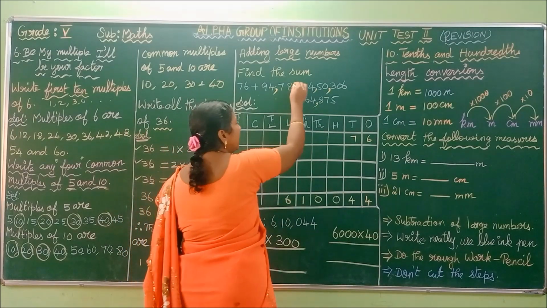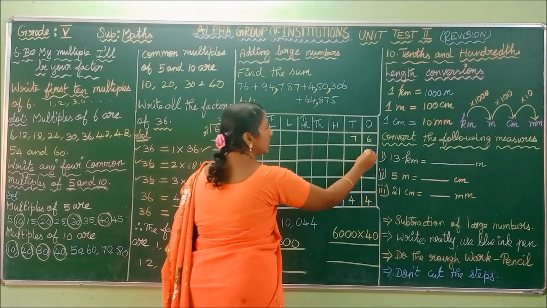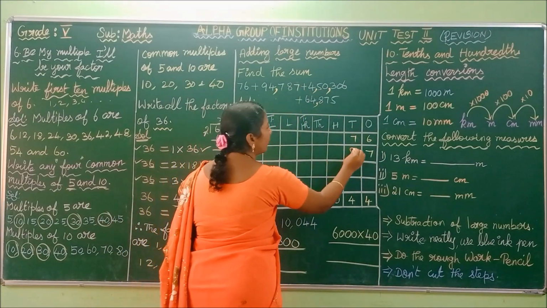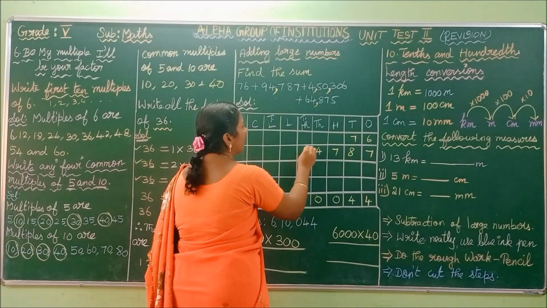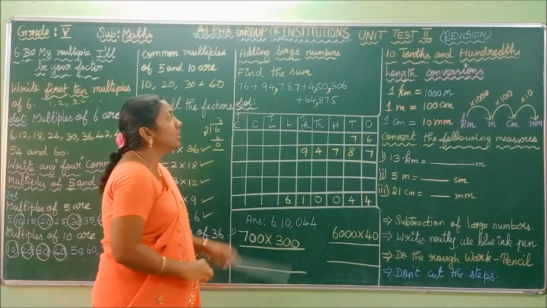Next, how can you write this number? You have to write the number 7 in the place of ones and then 8 in the place of tens, 7 in the place of hundreds. Similarly, you have to write the remaining numbers. Do you understand, children?